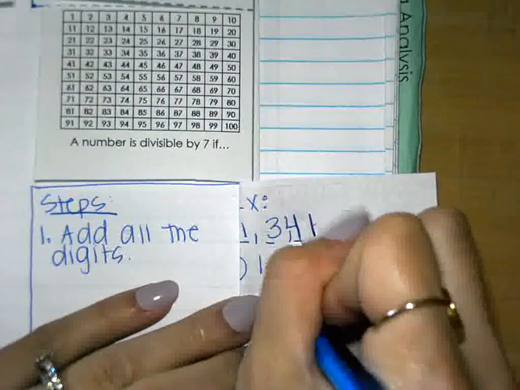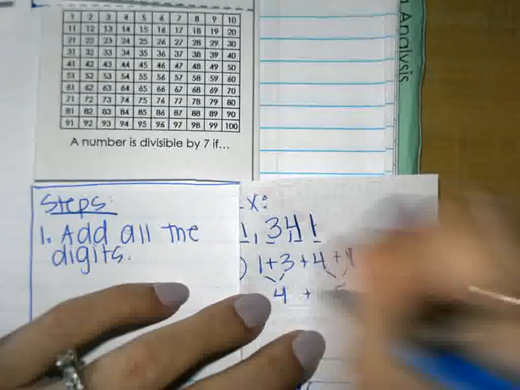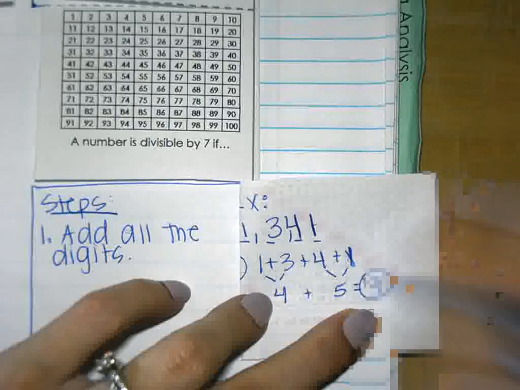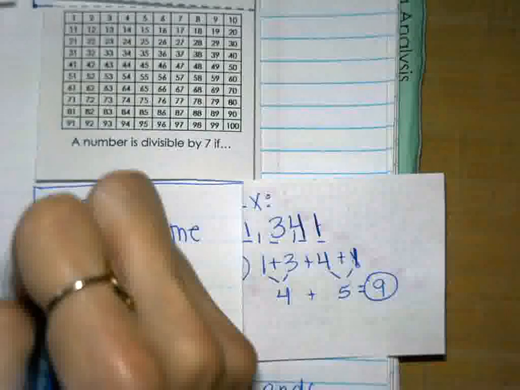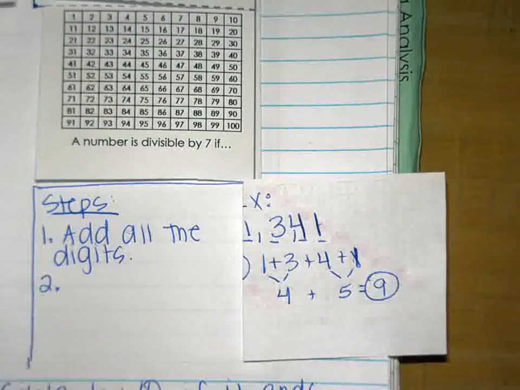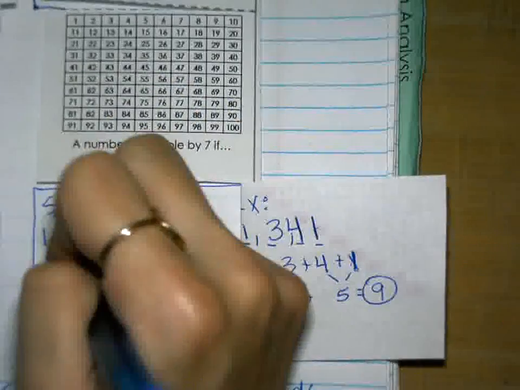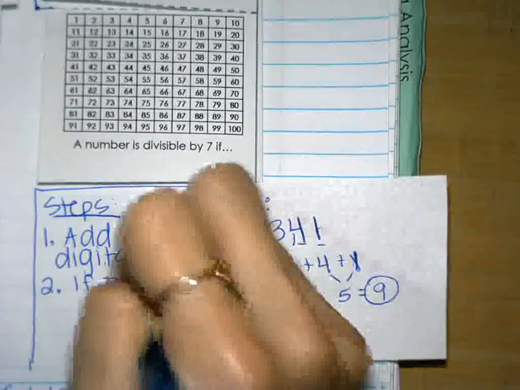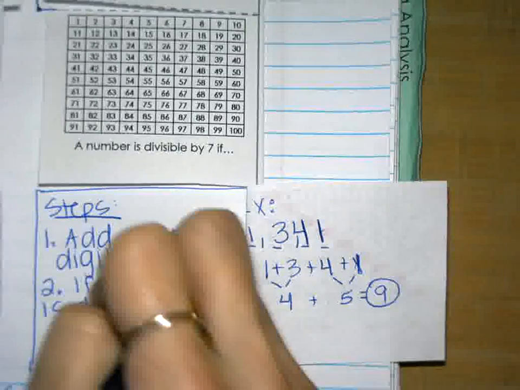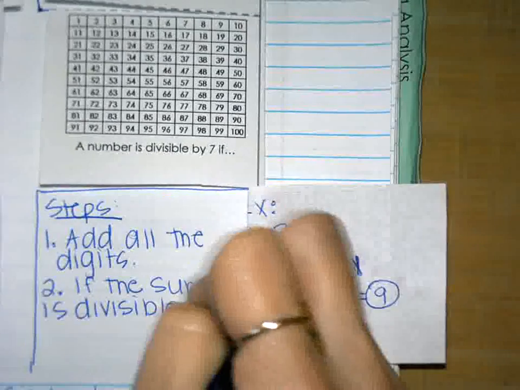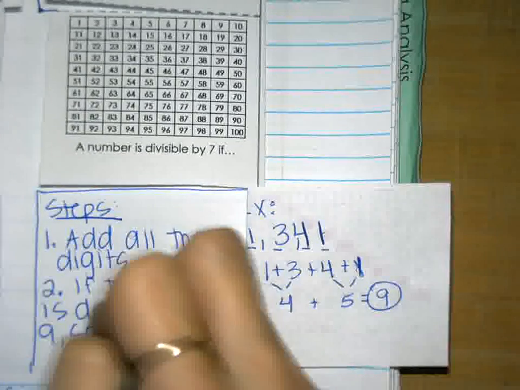Well, 1 plus 3 is 4. 4 plus 1 is 5. 4 plus 5 is 9. So that's what I get when I add all the digits together. Then step 2 is very similar to step 2 with 3s. If the sum is divisible by 9, so is the number.